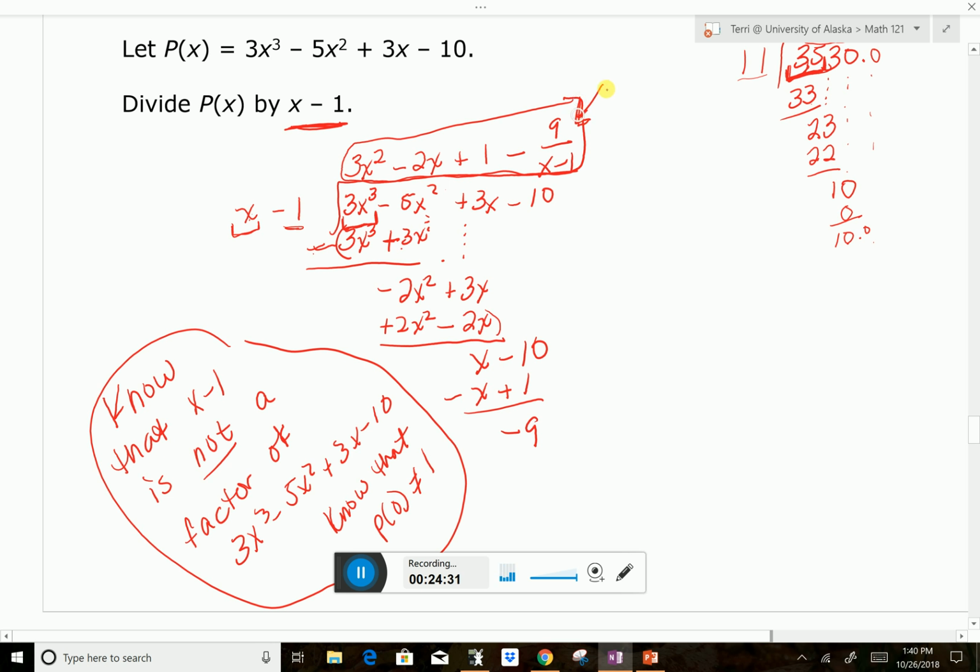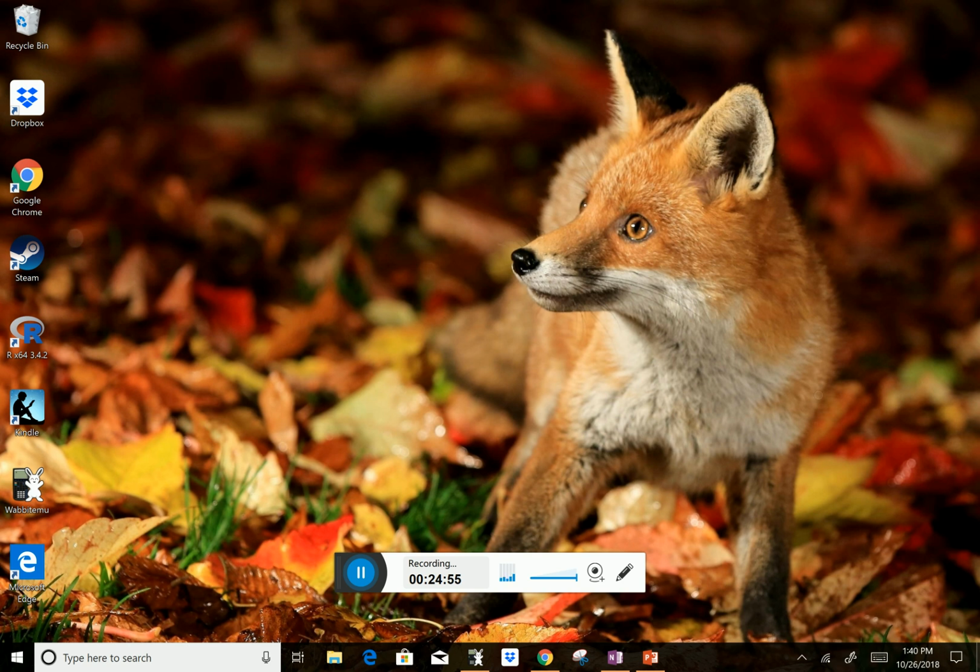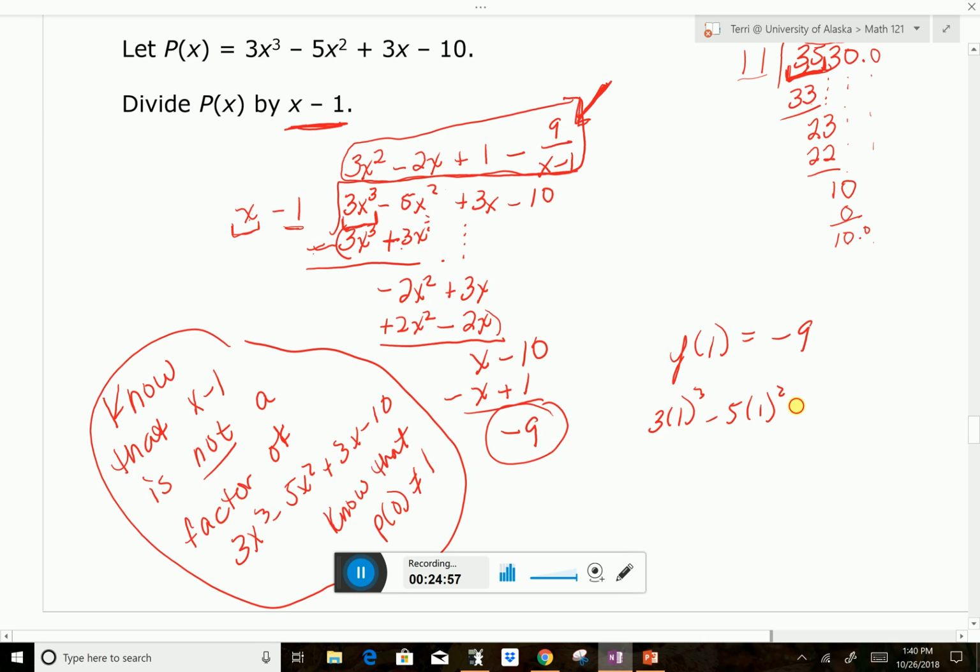And now we have this new one. In fact, what's really cool is that f of 1 is negative 9, which is a really cool result, because whatever you get right here, that's what f of 1 is. I can prove that if you want. 3 times 1 cubed minus 5 times 1 squared plus 3 times 1 minus 10.